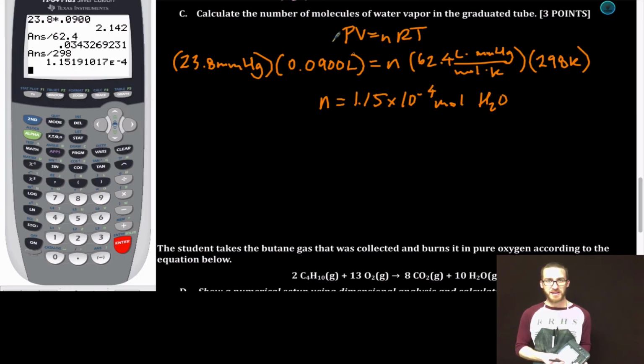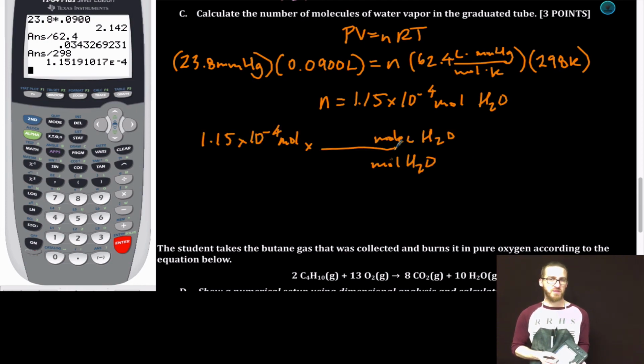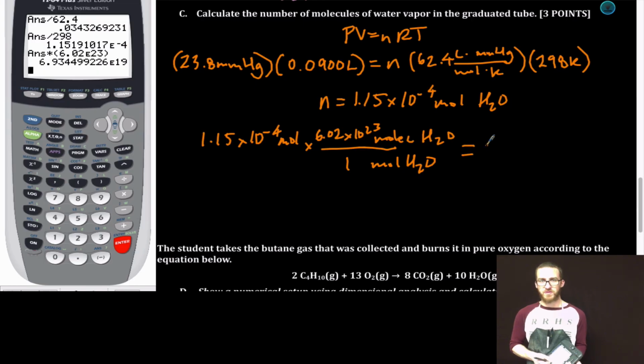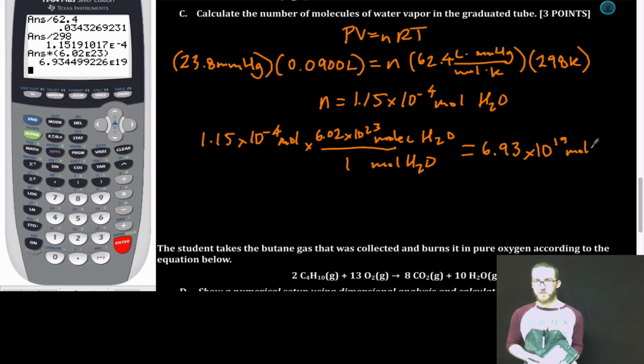But don't forget, it wants molecules, so I've got one more step. Remember the relationship between moles and molecules. Of anything, 1 mole, Avogadro's number. To 3 sig figs, we've got 6.93 times 10 to the 19 molecules water.